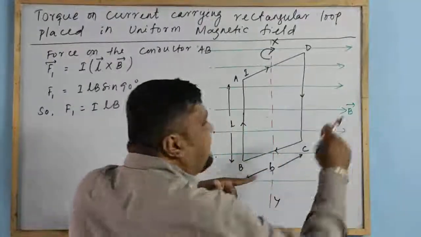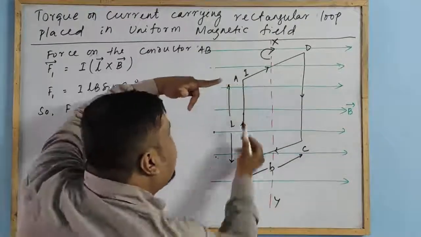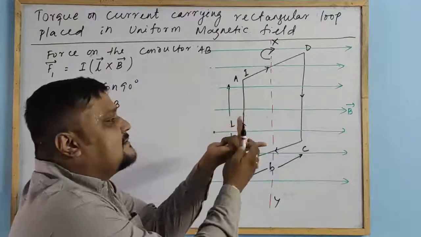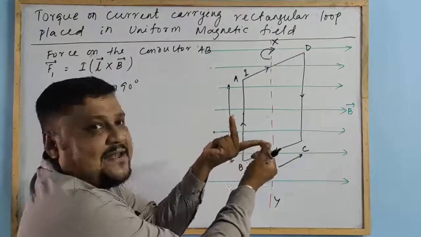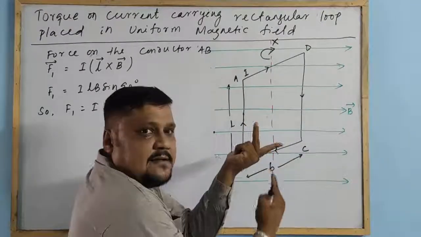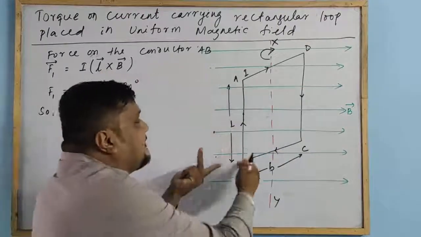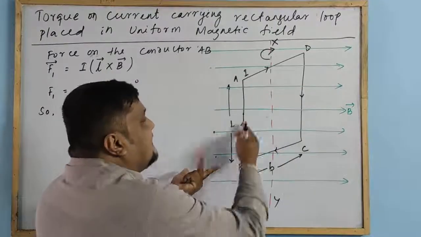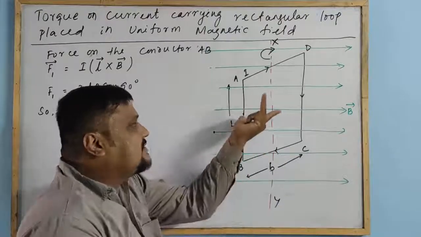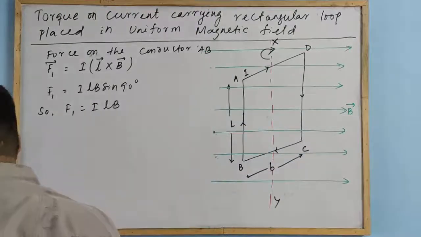Here this is the magnetic field. What is the current direction? B to A. Current is along this direction, to the left, and this is the magnetic field B. L is along the direction of current, so L is B to A. And what is the direction of force on this one? Perpendicular inward. Okay.